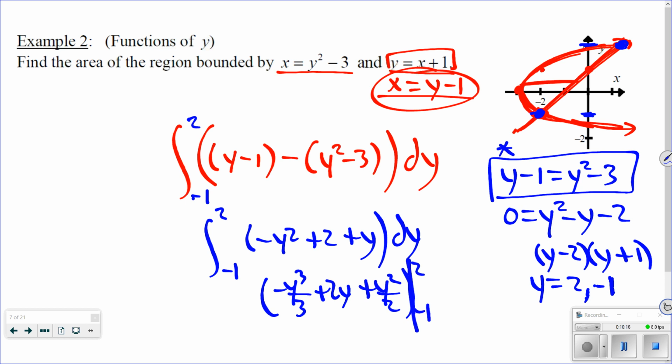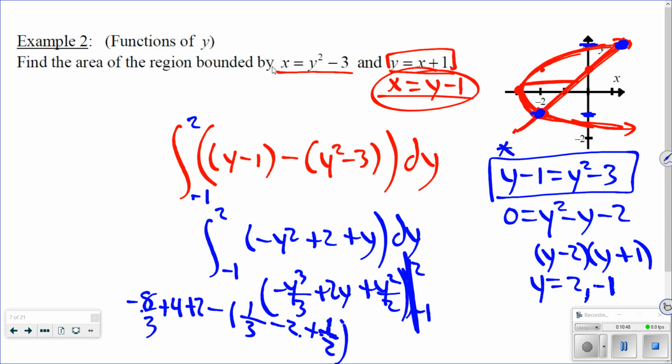Oops, sorry, I forgot to draw my line there. And I'm integrating it from negative 1 to 2. So if I plug 2 in, that would be negative 8/3. Plug 2 in there would be 4. Plug 2 in the next one, 2 squared is 4 divided by 2 is 2. Minus, plug negative 1 in. Negative 1 cubed is negative 1. There's already a negative, so it changes to positive 1. Negative 1 in there would be negative 2. Negative 1 in there would be plus a half. Whatever this whole thing comes out to be is my answer.